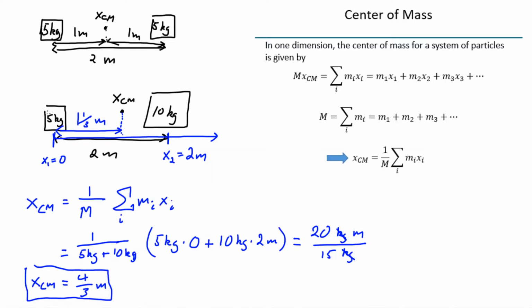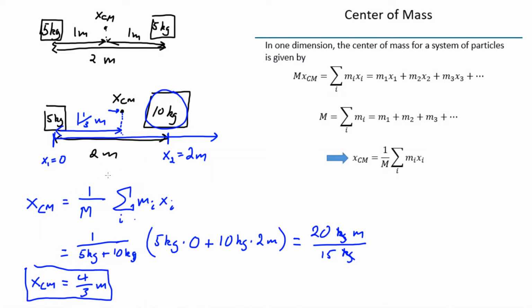You can see it's a little bit more than halfway between the two masses. It's a little closer to the 10 kilogram mass. The fact that this 10 kilogram mass has more mass pulls the center of mass a little closer to it than to the 5 kilogram mass. So that's the basic idea of the center of mass of a system of masses. I can do this for 2 masses, but I can do it for 3 masses, 4 masses, 5 masses, as many masses as I want.